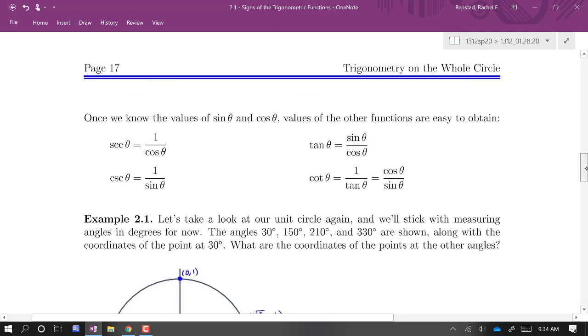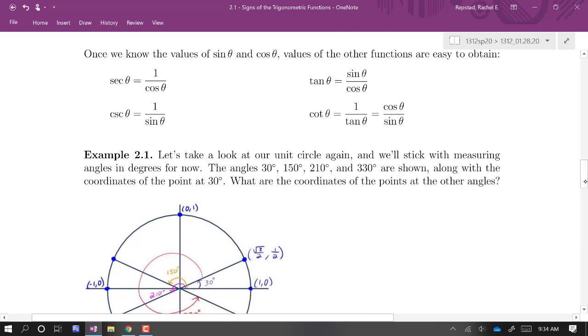Values of the other trig functions we get just by using these basic definitions. Stuff that we've needed to know already, but here it is as a refresher. Secant and cosecant are the reciprocals of cosine and sine, respectively. Tangent is the ratio of sine to cosine. And cotan is the reciprocal of tangent.